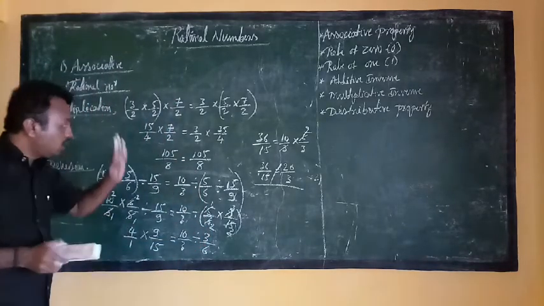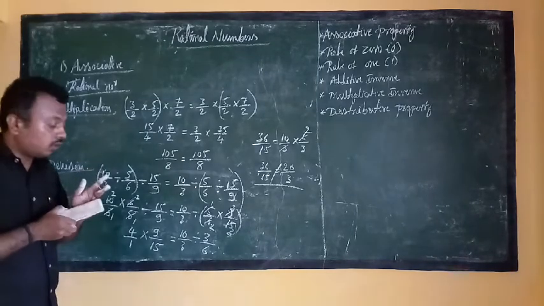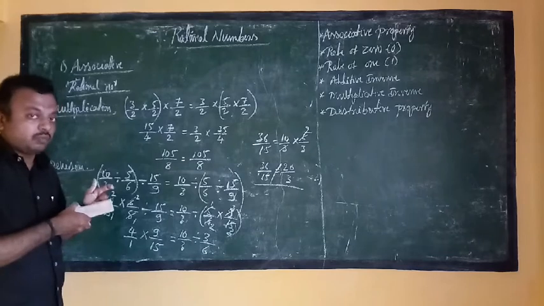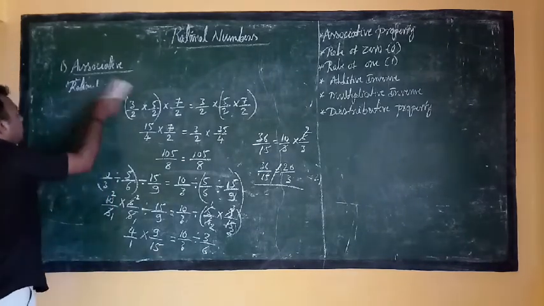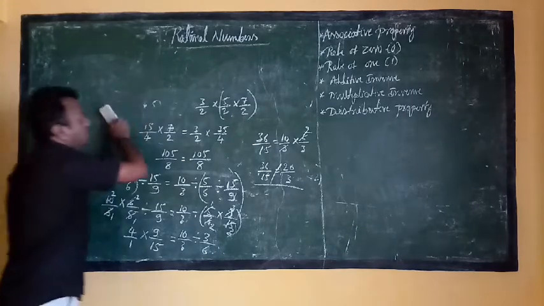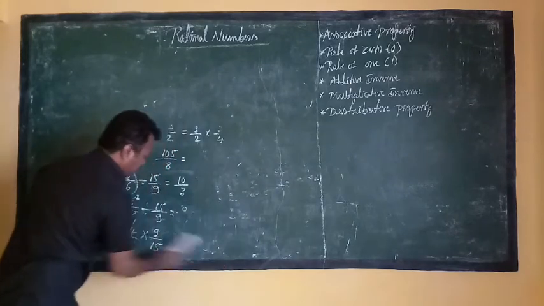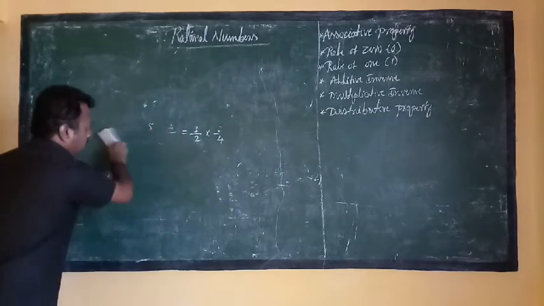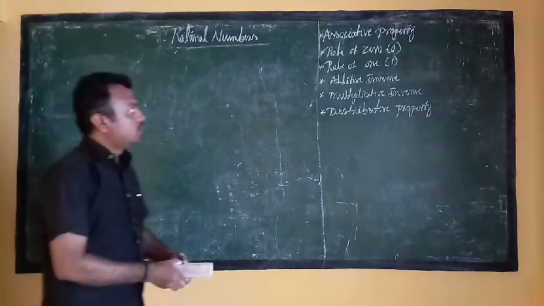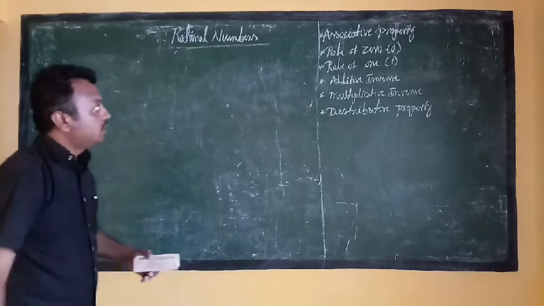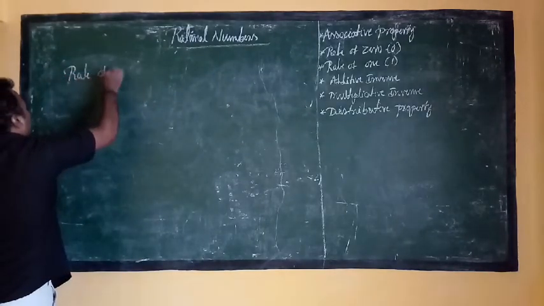Understand, students? So these are the properties of the rational numbers: closure property, commutative property, and associative property. Got it? So next, role of 0. So the next property, role of 0. What do you mean by role of 0? Role of 0.